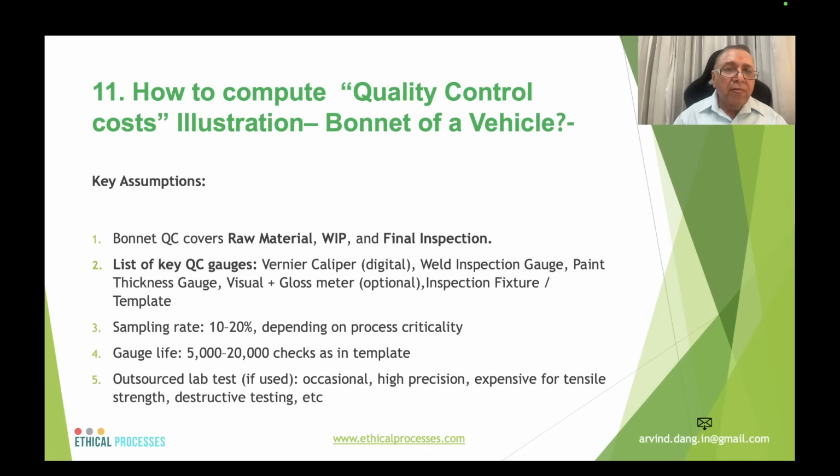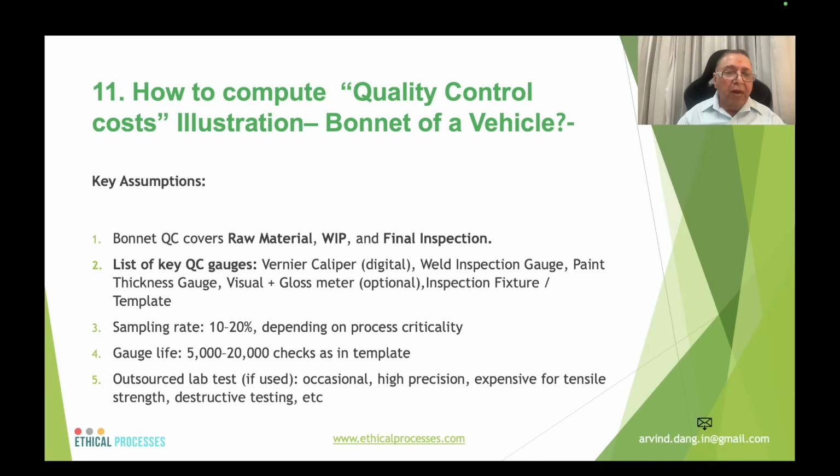Now, this assumption is that the vendor will be expected to look at the quality control cost for the raw materials, work in process, and the final finished product also. And gauge, as I was saying, includes vernier calipers, welding inspection gauge, paint thickness gauge, etc. And sampling rate is assumed to be 10 to 20% depending on the process capability and criticality. And gauge life is assumed to be 5,000 to 20,000, which I have shared in my working PDF file for each type of the gauge.